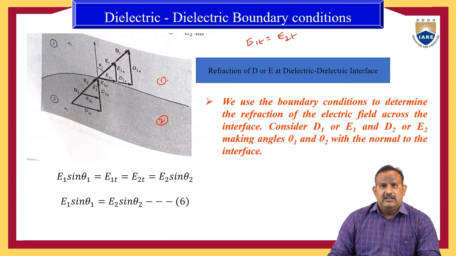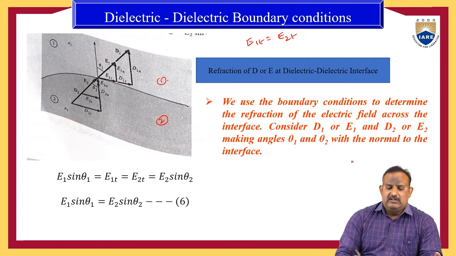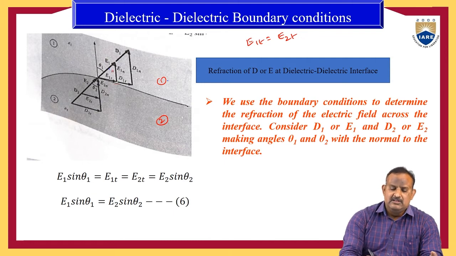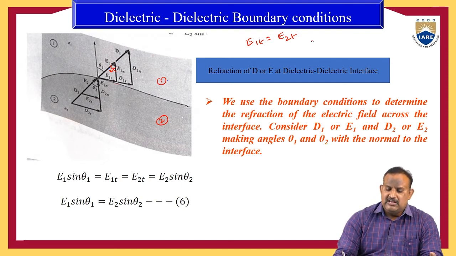From figure 1, let us consider media 1, where we can write an expression. Here theta 1 is there, so opposite side by hypotenuse means E1t by E1.